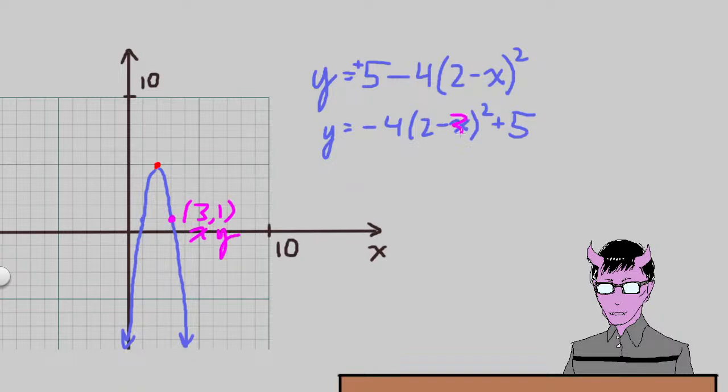So plug it in. 3, 2 minus 3 is -1. -1 squared is 1. 1 times -4 is -4. -4 plus 5 is +1. So it seems to be supported. Our graphical hypothesis seems legit. We're good to go.